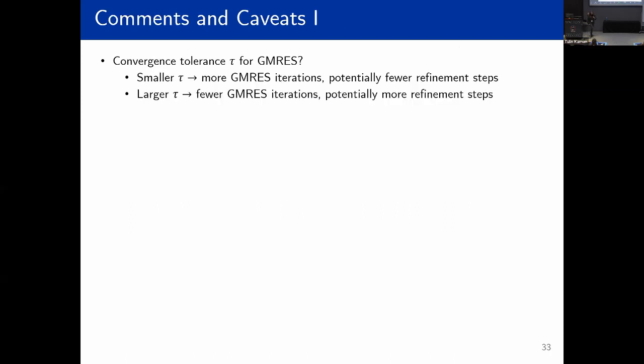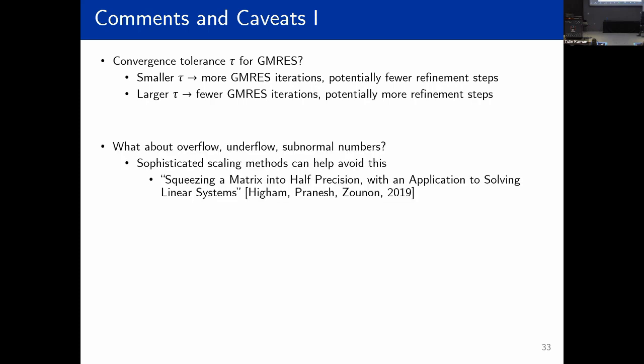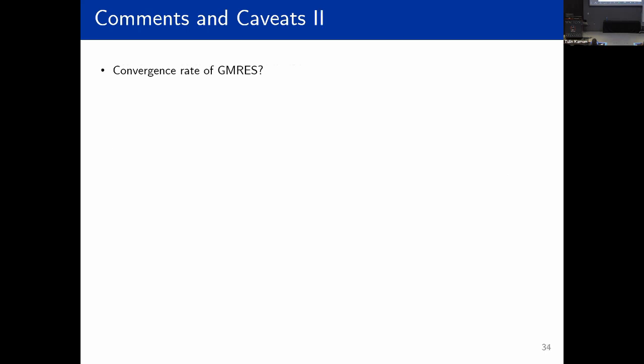Now I'll get into the caveats. The first is that I have to pick this convergence tolerance for GMRes, and there's obviously a trade-off there between how many iterations I do per refinement step. And again, I haven't said anything about overflow or underflow. I'm just assuming that doesn't happen. Of course, it can happen, and you can use sophisticated scaling techniques, which in my experience do help in practice.